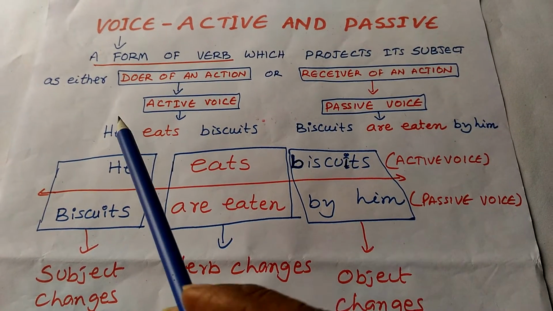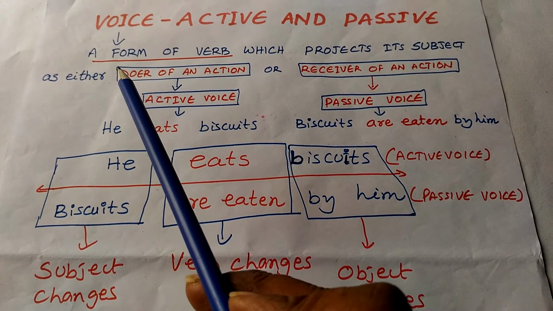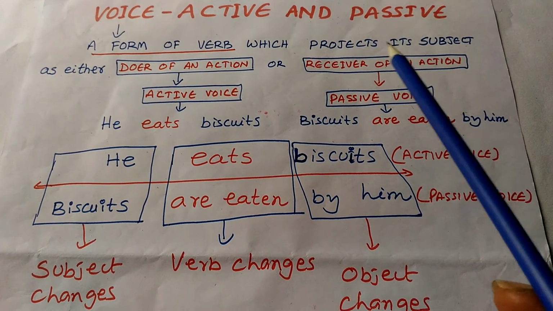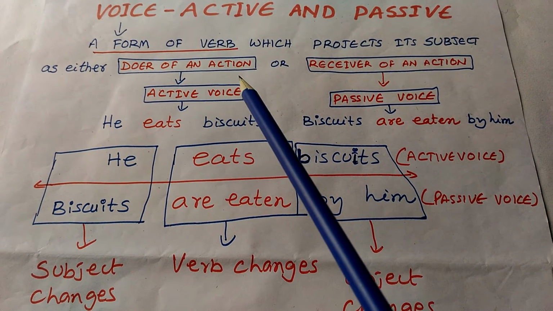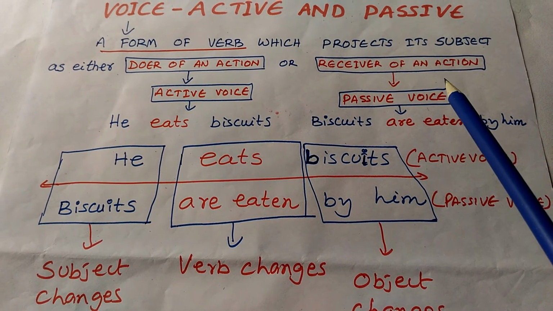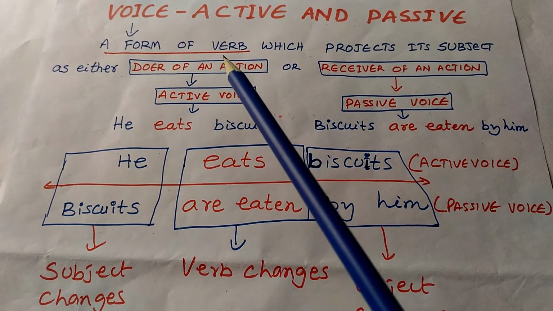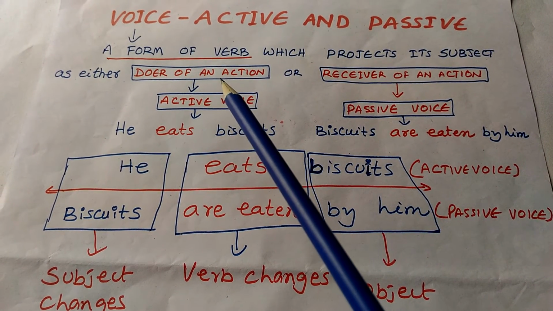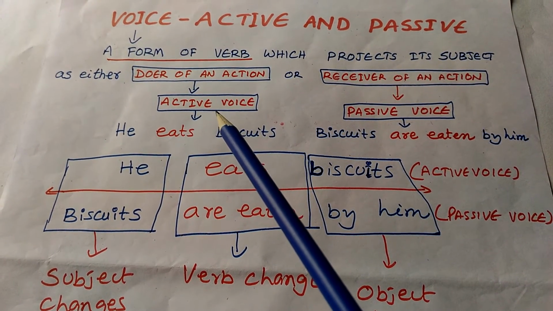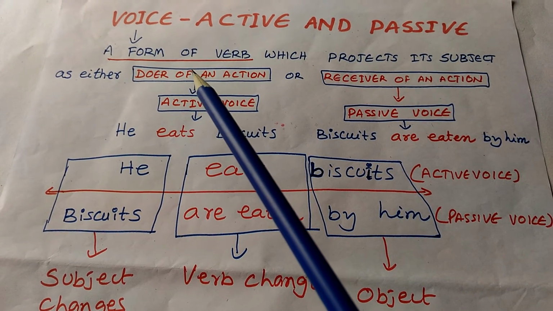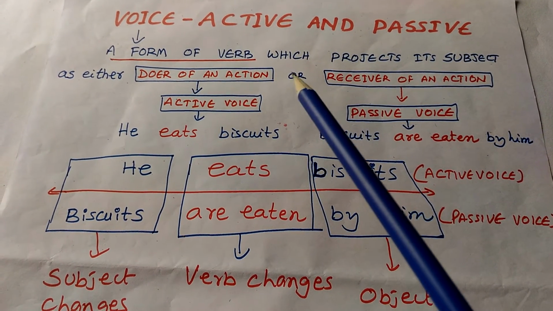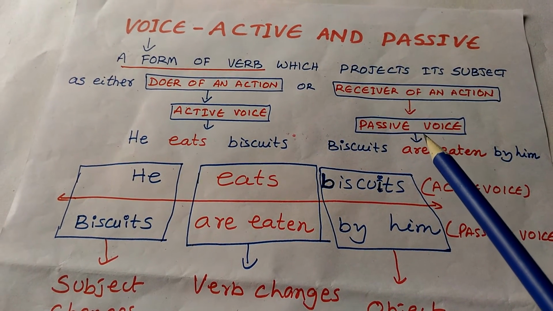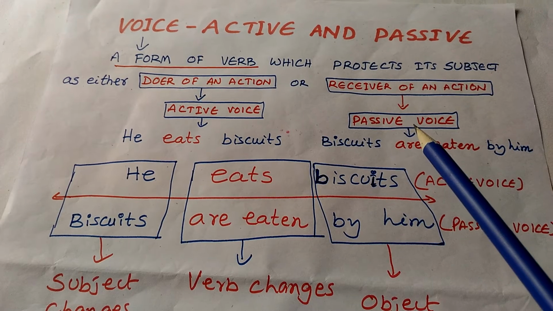Well, what is voice? Voice is a form of verb which projects its subject as either the doer of an action or the receiver of an action. So, when the form of verb projects its subject as the doer of an action, it is called active voice. And when the form of verb projects its subject as the receiver of an action, then the form of verb is called passive voice.